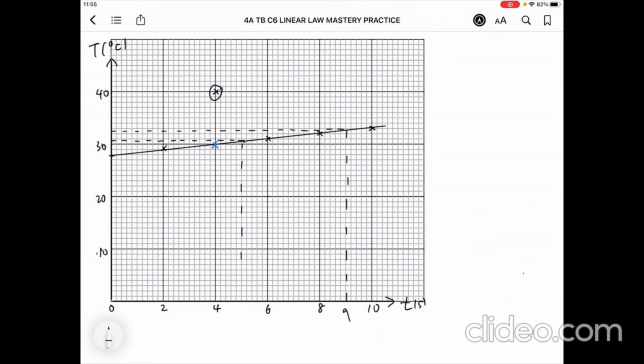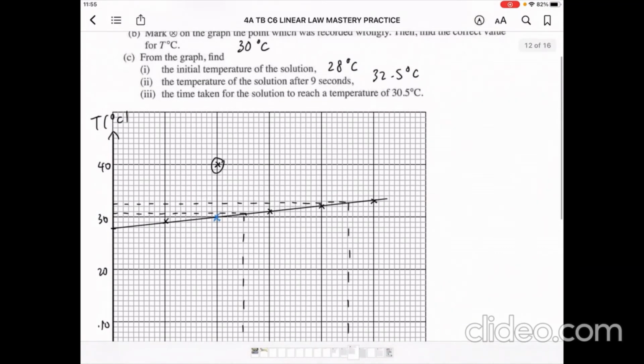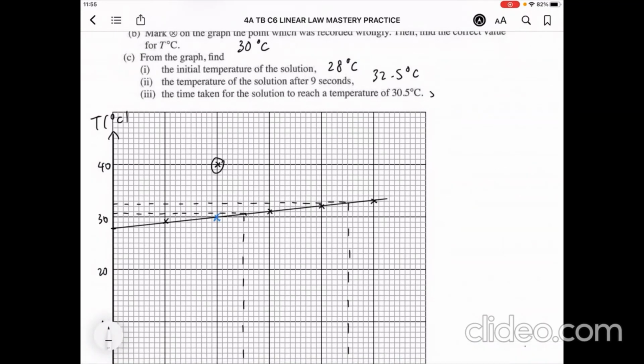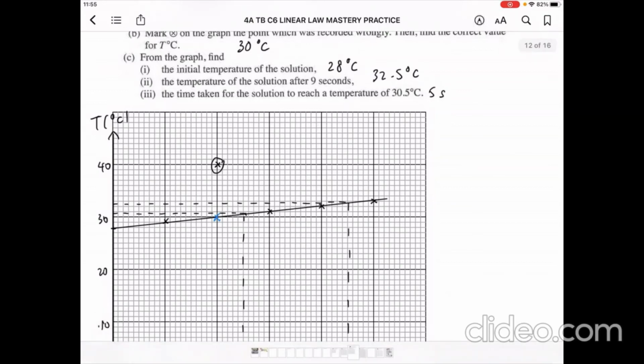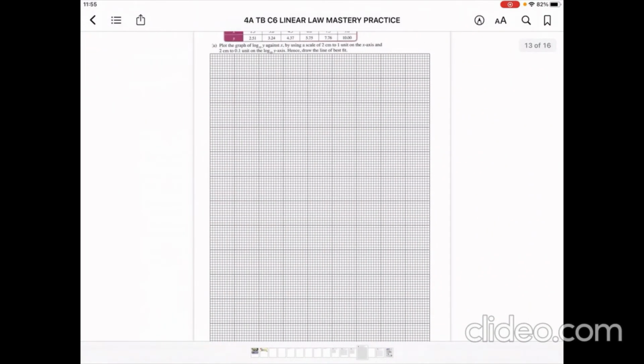So I've got 5, right? This is 5. So just write the time is 5 seconds. All right. Okay, let's continue with, I think it's the last one, the last graph. Oh, 2 more graphs, sorry.